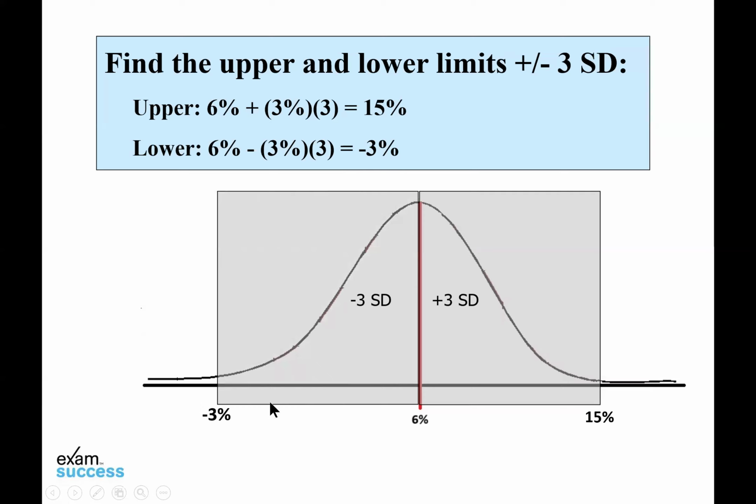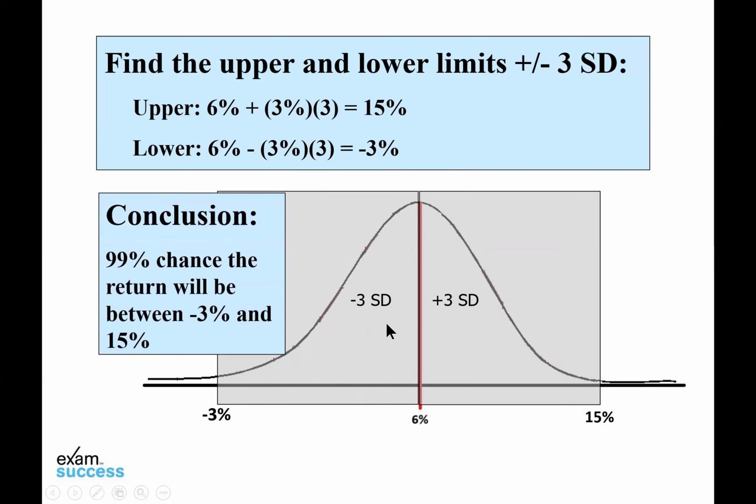So what does this mean? Plus or minus three standard deviations, we can conclude that there's a 99% chance that the return will fall between negative 3% and positive 15%. This is how we apply the concept of normal distributions. This is how we integrate it with that concept of standard deviation. So I think you got to know this.